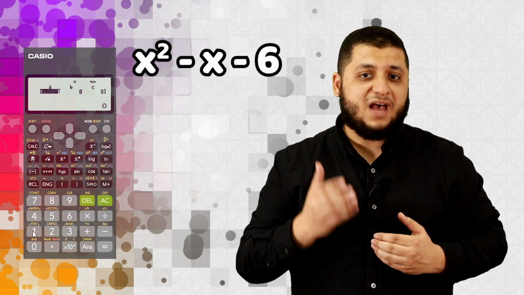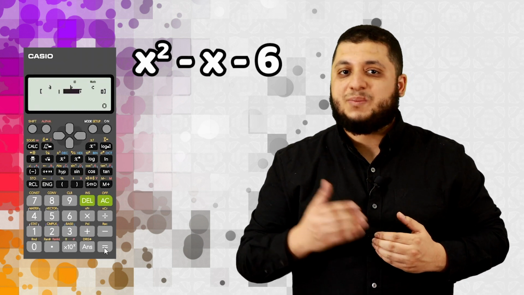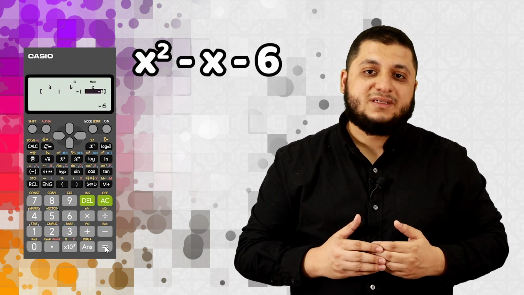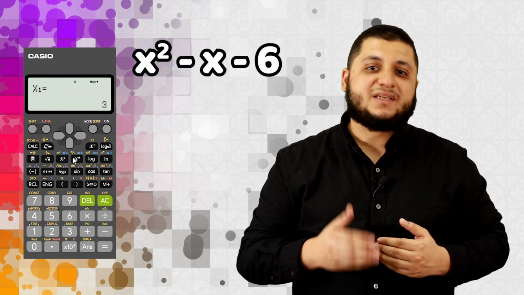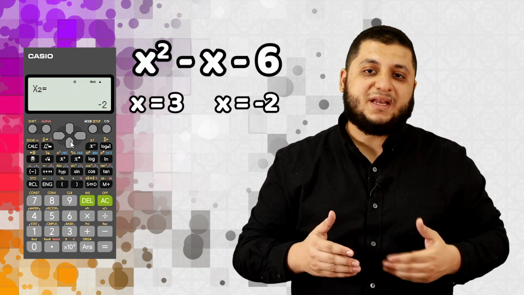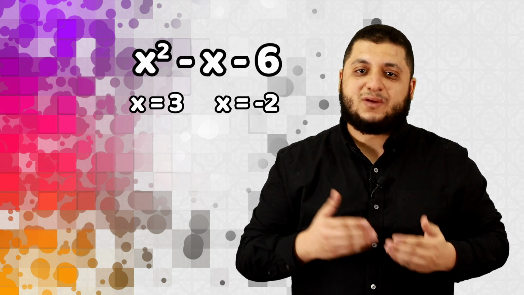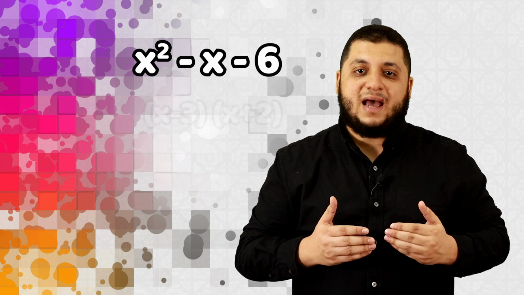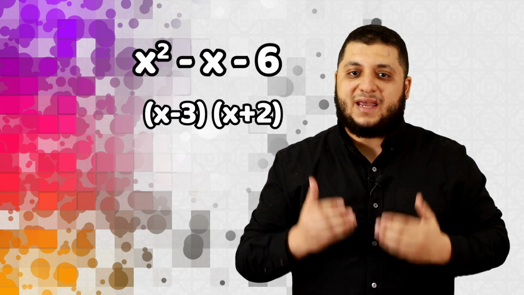For example, x power 2 minus x minus 6. We have here a is 1, b is negative 1, and c is negative 6. Using the calculator, it will give me x equals 3 and x equals negative 2. So x minus 3 equals 0 and x plus 2 equals 0. So we can factorize x power 2 minus x minus 6 as x minus 3 times x plus 2.